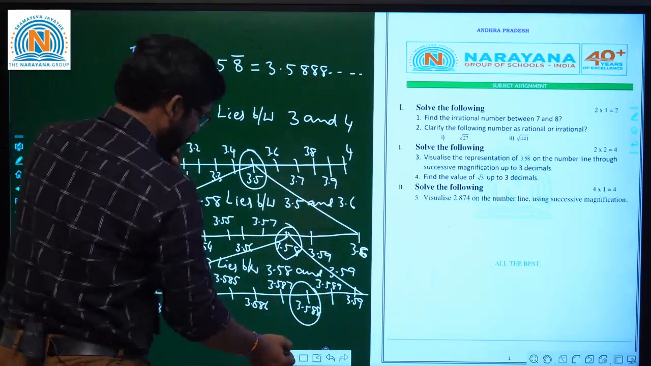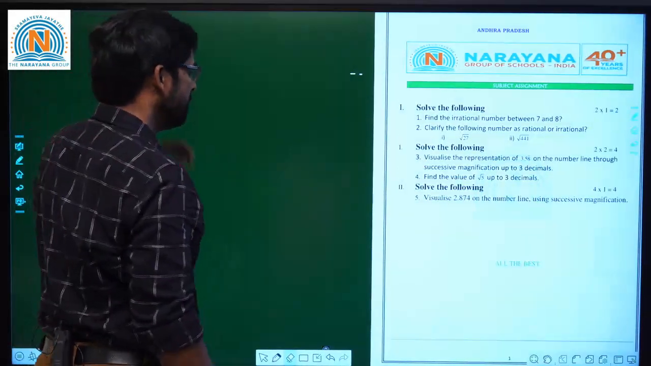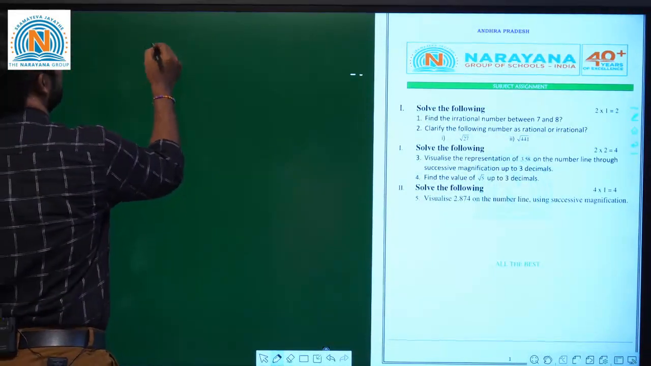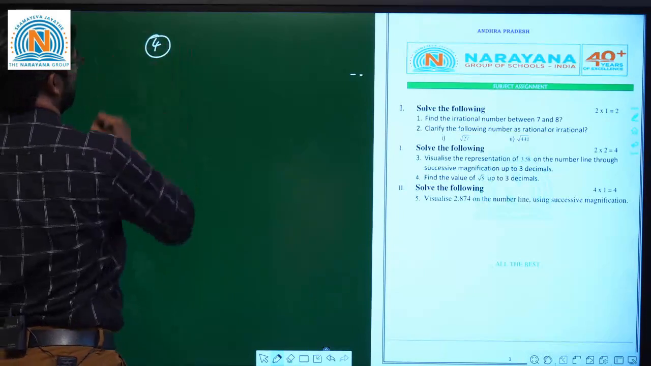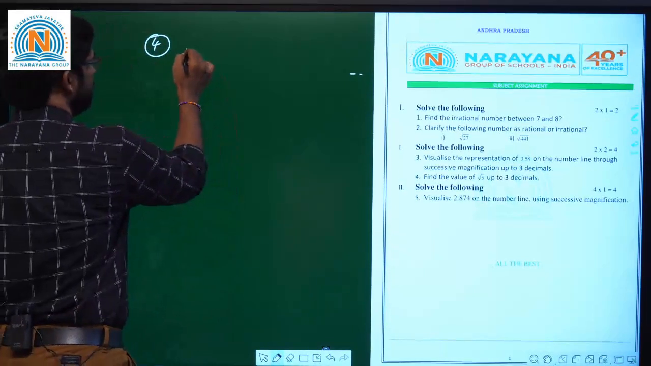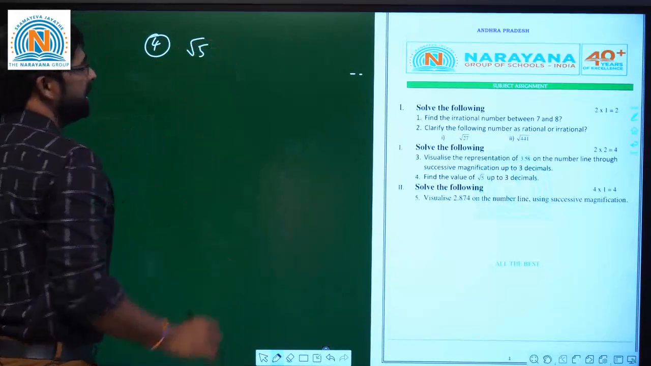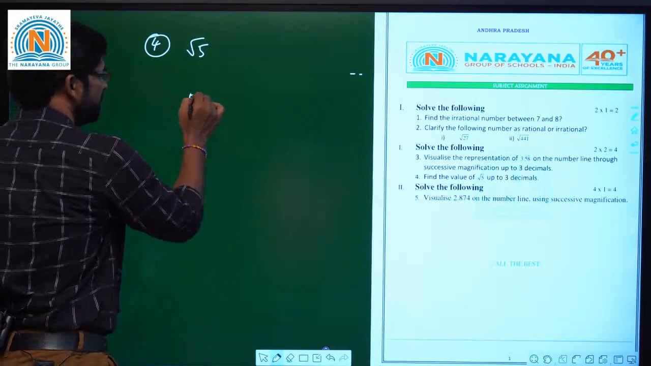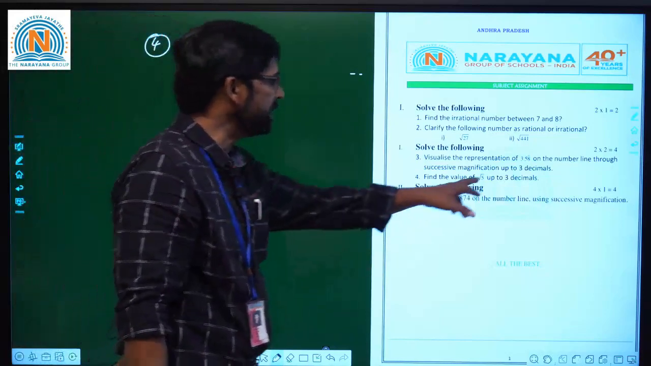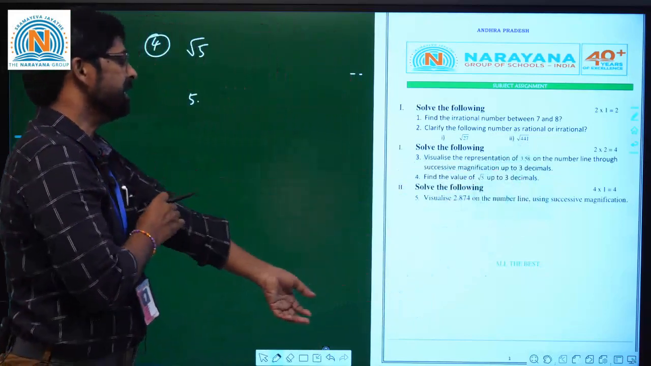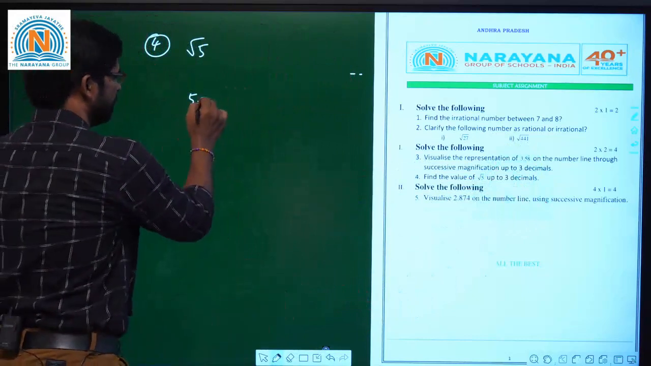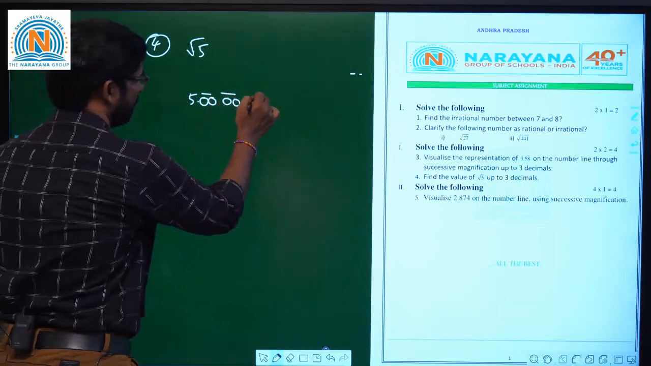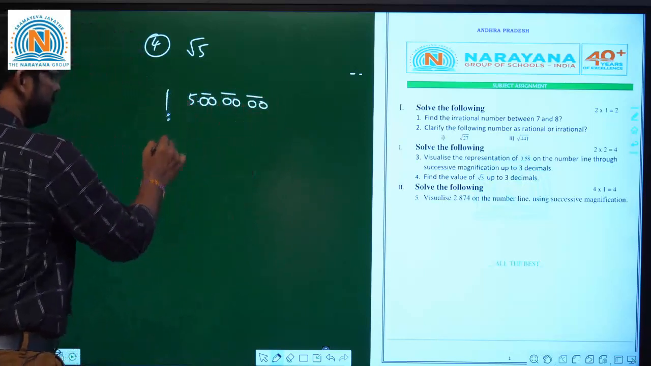So next one is the fourth question, the second Roman numeral. Find the value of root 5 by the long division method. So 5 can be written as 5.000000, up to 3 decimal places, each decimal place carrying 2 zeros. Division method.